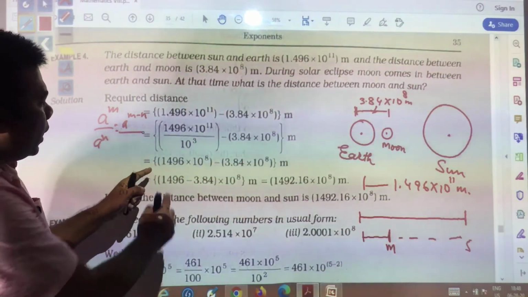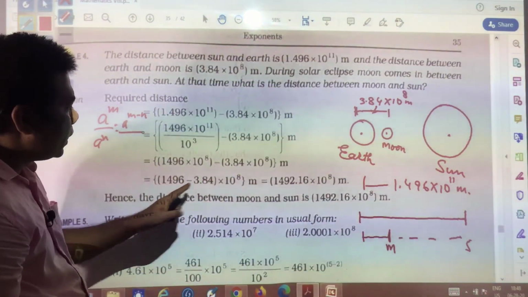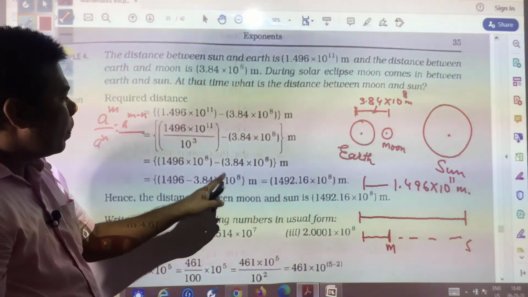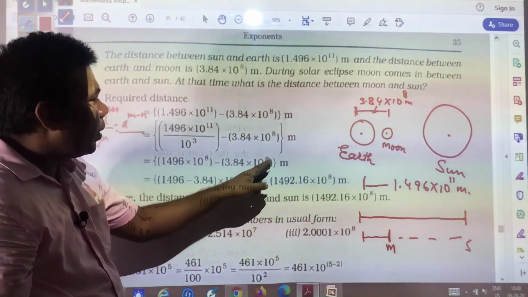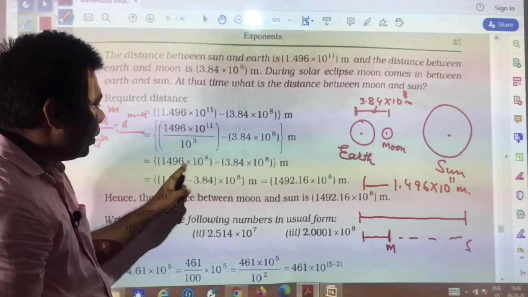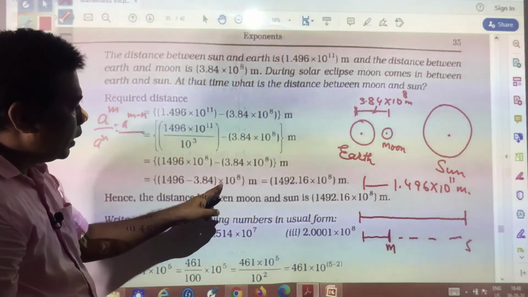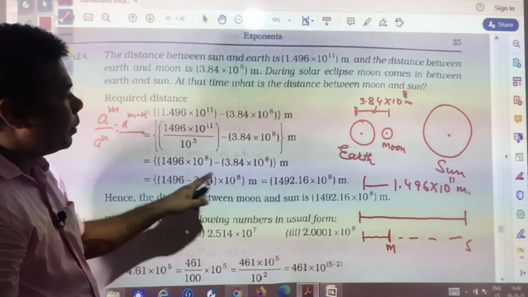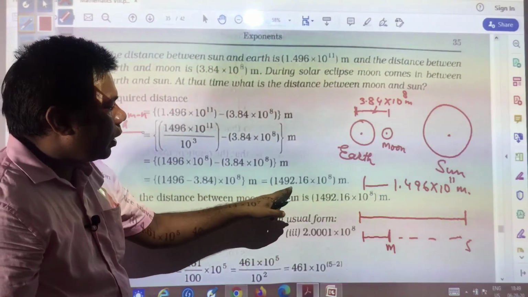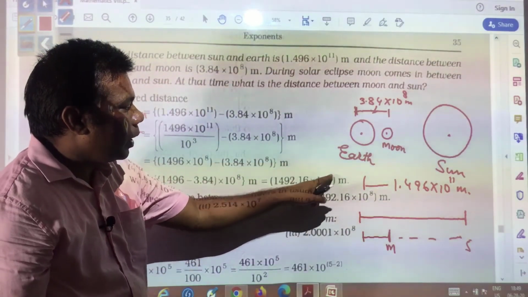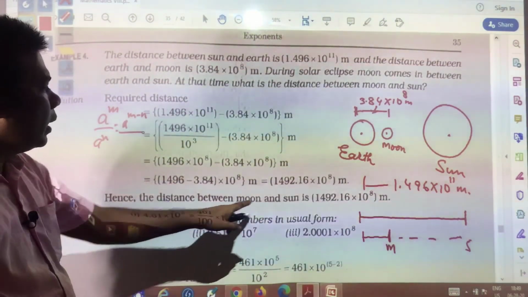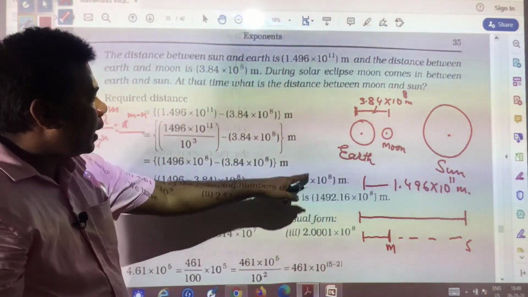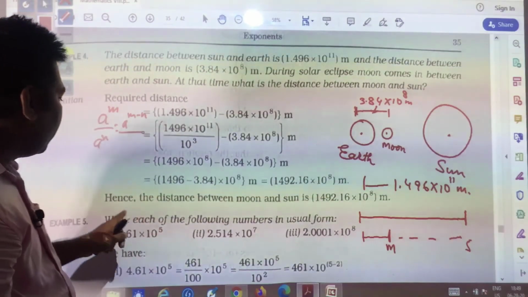Now, see 1496 minus 3.84 into 10 to the power 8, and 10 to the power 8 is common in both. So, this has been taken as into 10 to the power 8 meter. Now, this number has been subtracted, you got 1492.16 into 10 to the power 8 meter, and finally this 1492.16 has to be converted into standard form.